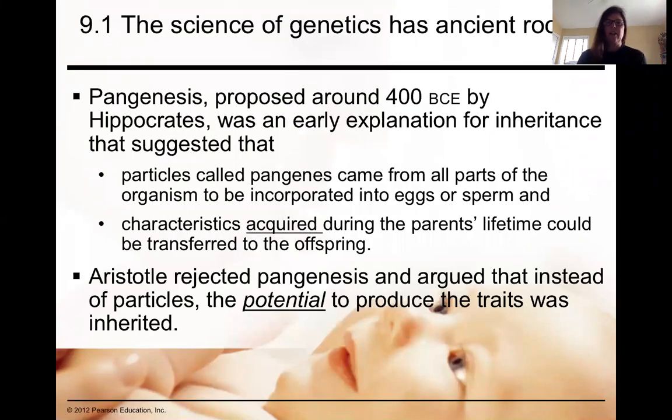So a little history here. Pangenesis was proposed around 400 BCE, before Christ event, or before Common Era, depending on which nomenclature you want to go by. Hippocrates gave an early explanation for inheritance, and he suggested that particles called pangenes came from all parts of the organism to be incorporated into the eggs or sperm, and that characteristics acquired during a parent's lifetime could be transferred to the offspring. So when we talk about acquired characteristics, we're talking about things like the ability to play a musical instrument, the ability to play a sport, skills that you have picked up with practice over time.